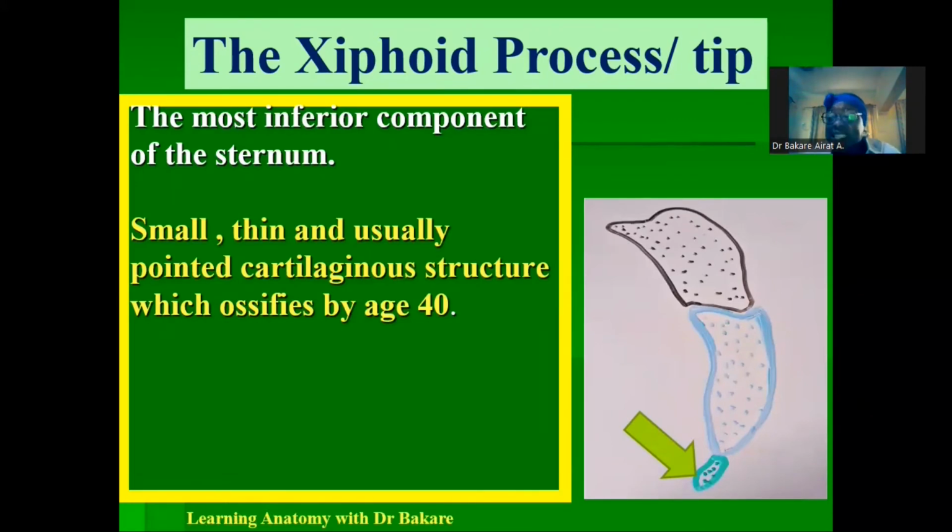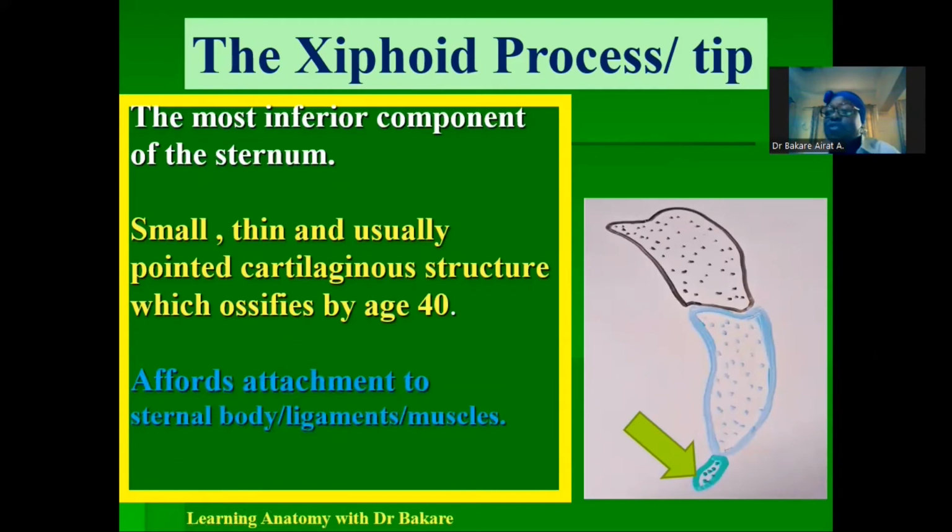So it is a cartilaginous structure that ossifies with age. Initially, it is cartilaginous. So as growth proceeds, just around the age of 40, it becomes ossified and will be transformed into bone. And it tends to afford attachment for the sternal body, that is the xiphisternal joint. So it creates attachment sites for the body of the sternum and also muscles and ligaments.